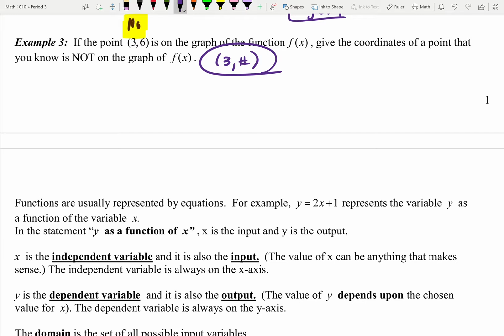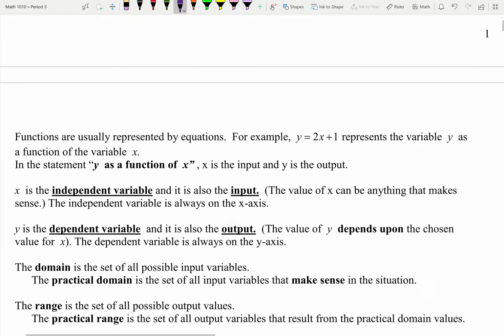Why? Tell us why. Because it wouldn't pass the VLT, can't be on the same x coordinate. Yeah, so she's talking about the vertical line test. Also, the x's would repeat, so you know it's not there, or it wouldn't be a function anymore. Good. Okay.